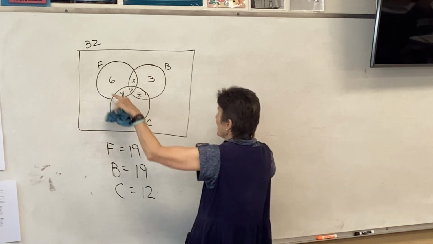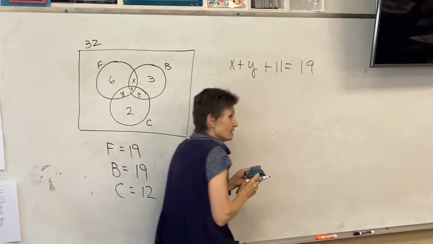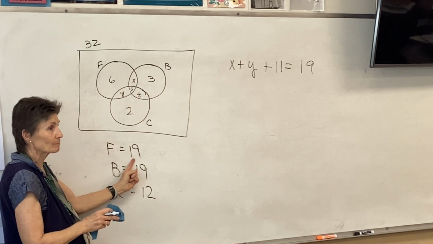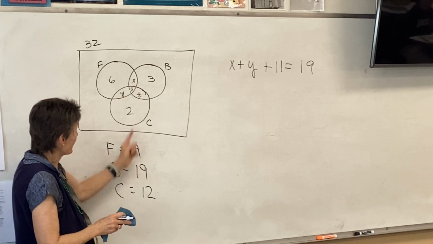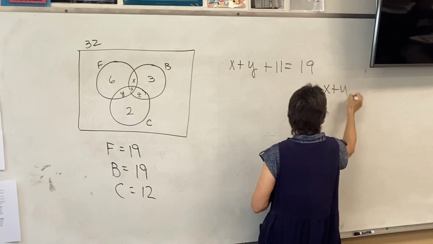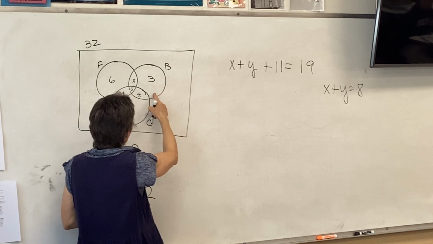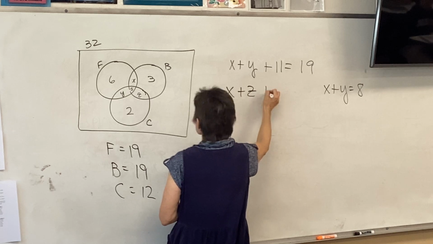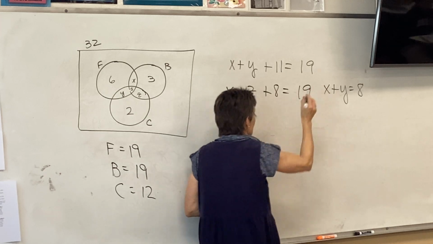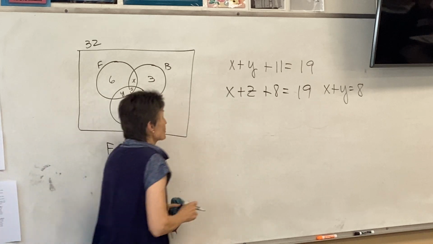I know that X plus Y plus 11 is 19. Now wait a second, the whole F ball is 19. So 6 and 5, X and Y have to add up to 19, which means that X plus Y equals 8. I'm gonna go ahead and write that over the side. Now, let's look at Buicks. I know that X plus Z plus 8 equals 19. Those are the Buicks. I got a 5 and a 3, an X and a Z. X plus Z is 11.